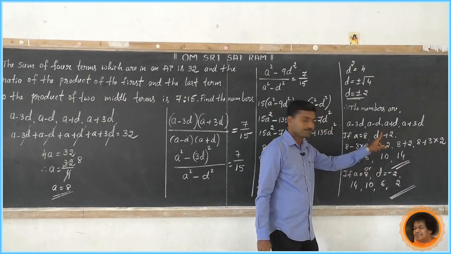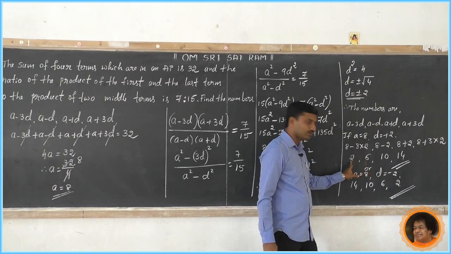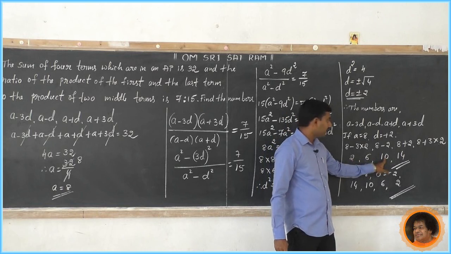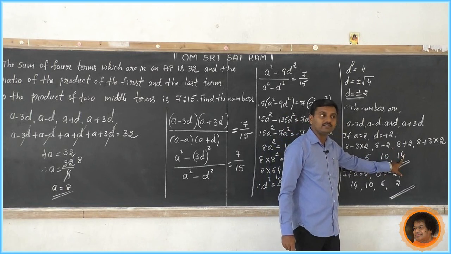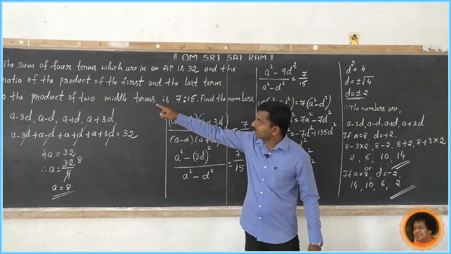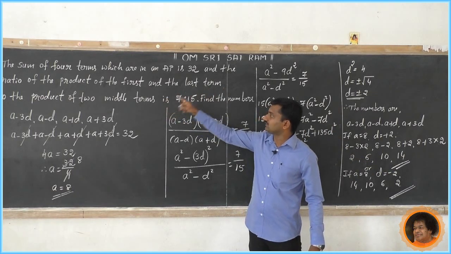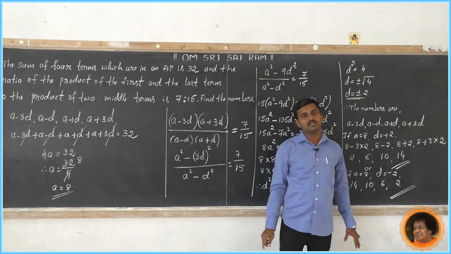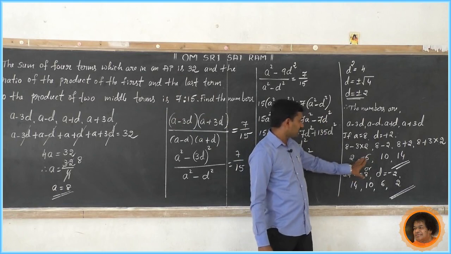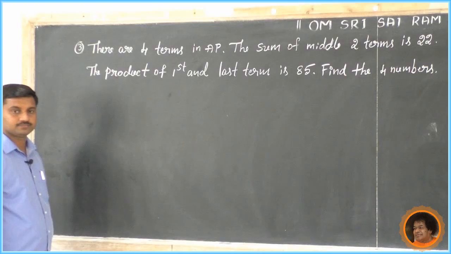Now find the sum. 6 plus 2, 8. 8 plus 10, 18. 18 plus 14, the sum is 32. And next, one more: the ratio of the product of the first and the last term to the product of the middle 2 terms is 7:15. You check it. So the answer is 2, 6, 10, 14.